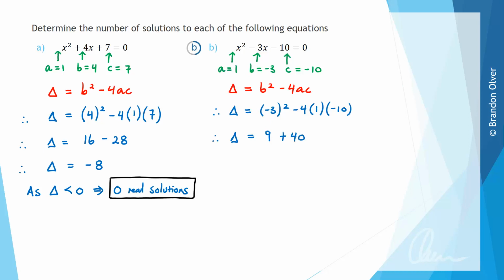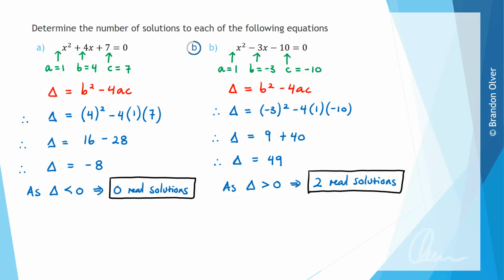So you've just got to be really careful to keep track of your negatives in examples and questions like this. So therefore we know that the discriminant is equal to 9 plus 40 is 49. So as the discriminant's value is greater than 0, that means that we get 2 real solutions. So that is the answer to part B of this example.